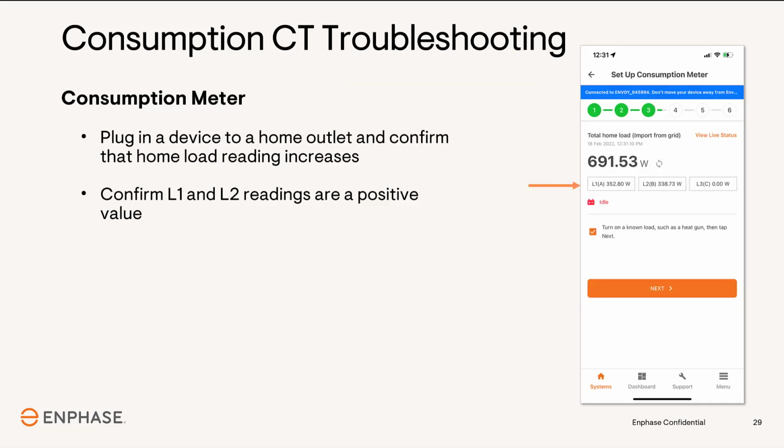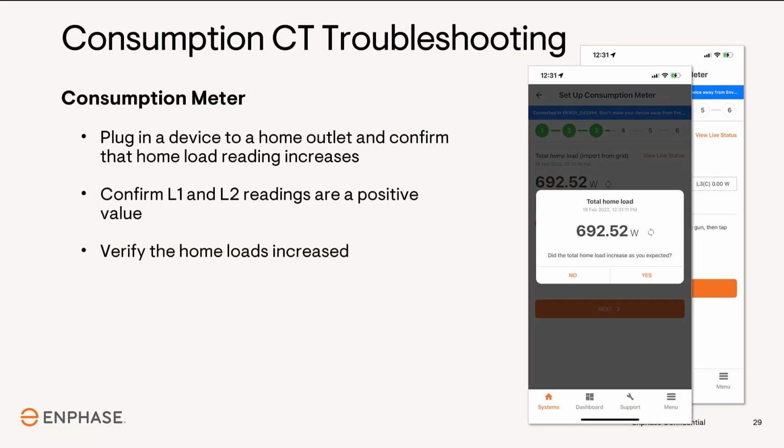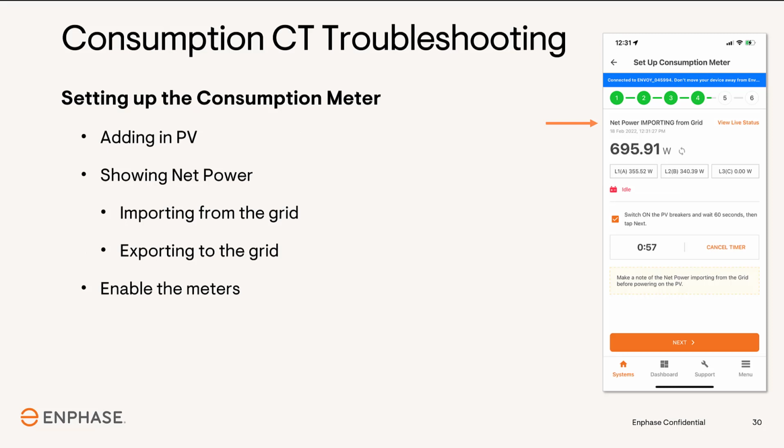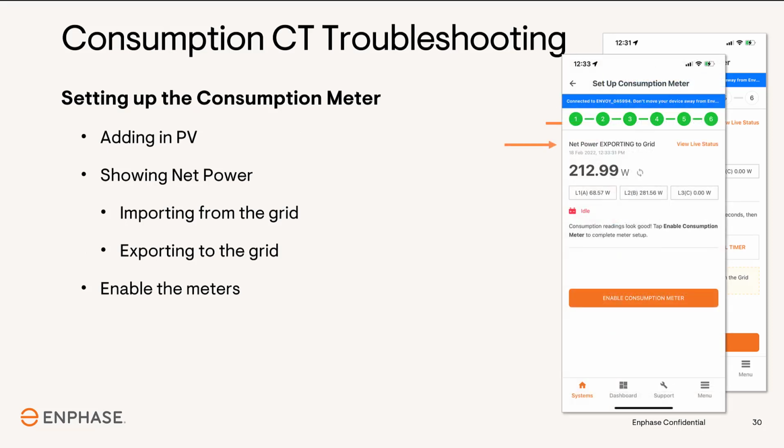Once you've corrected all issues with the CTs, you can finish commissioning. Turn on an additional load and you'll see the total home load increase. Confirm that the home load increased. Switch on the PV breakers and wait for the inverters to produce power. Watch the wattage drop as the inverters produce power.